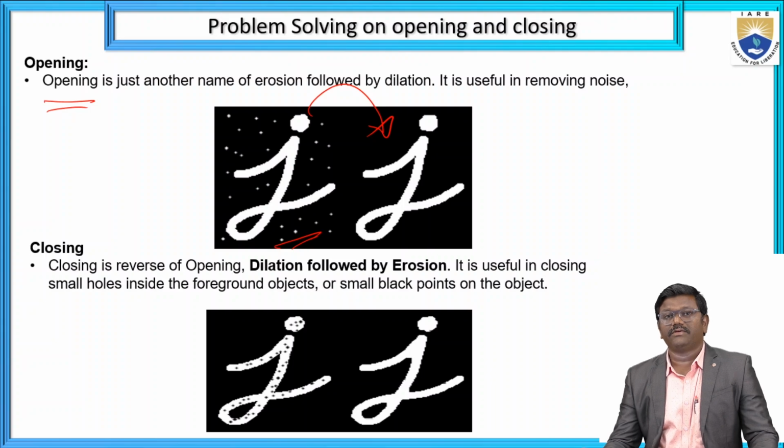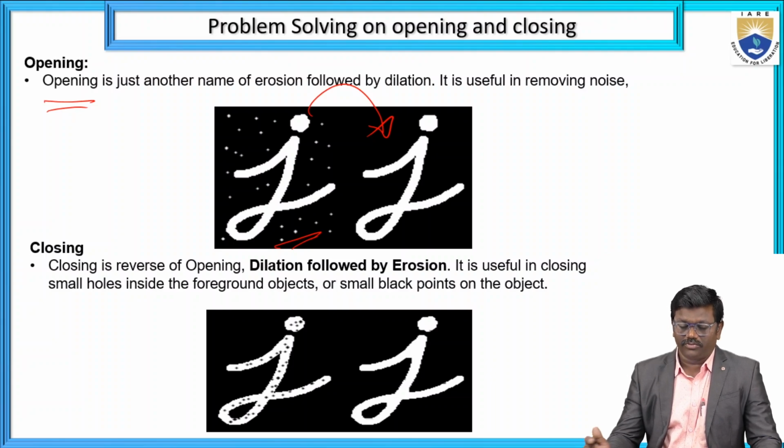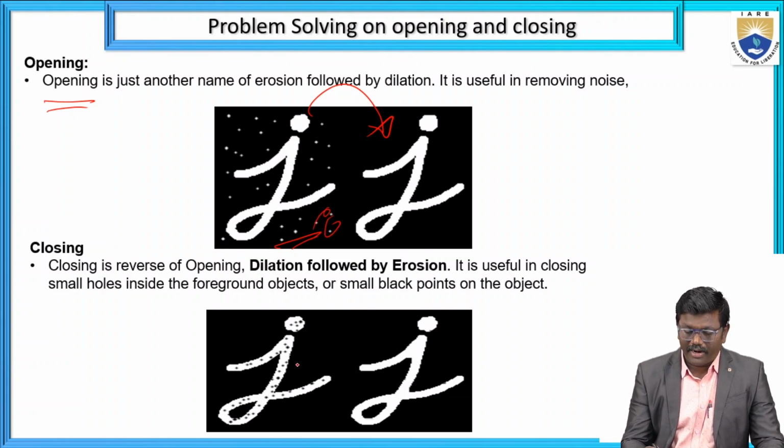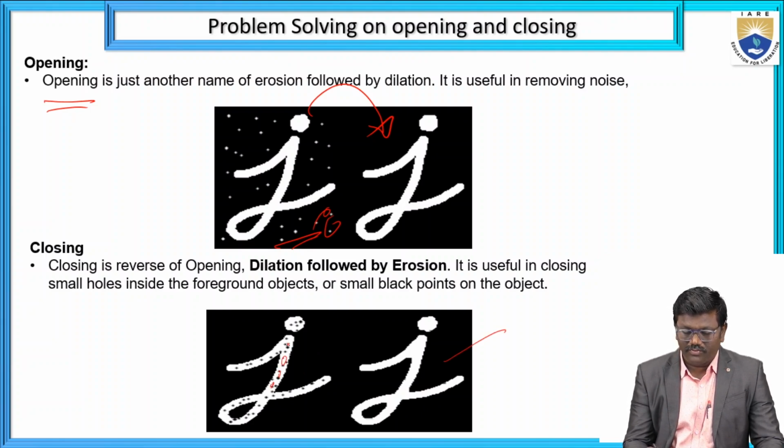Whereas closing is the reverse of opening, that is dilation followed by erosion. It is useful in closing small holes inside the foreground objects or small black points on the object. These will be removed, and when they are removed from the background, then we get this. You see, all these parts will be removed.